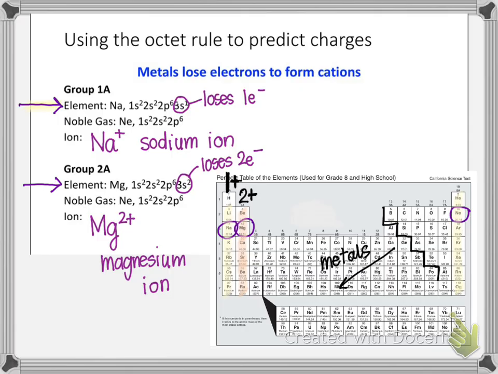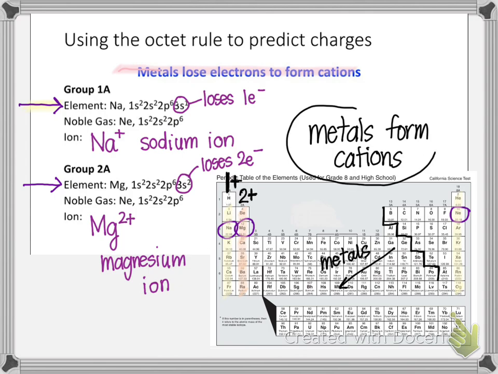So we can make a generalization. Metals lose electrons. So that's one thing I want us to remember: metals form cations. That's an important generalization.